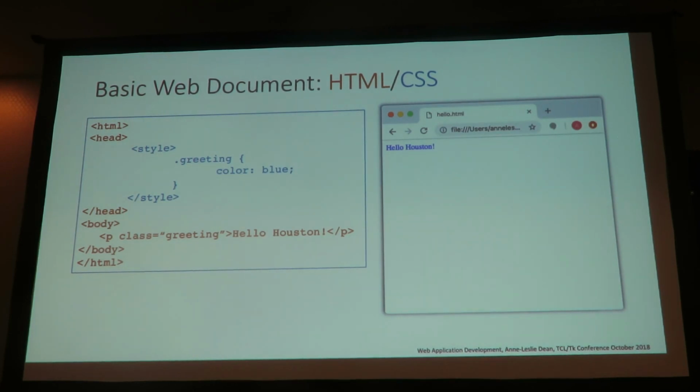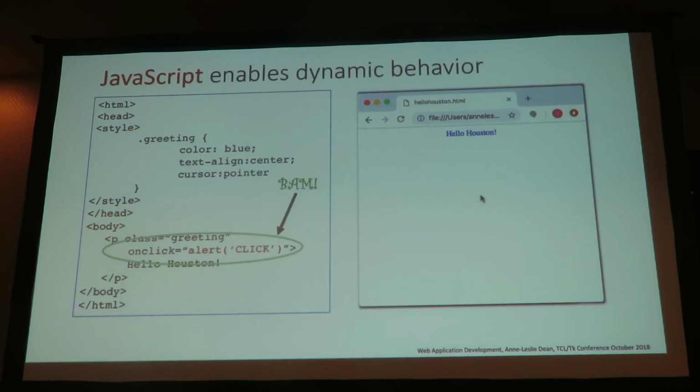Okay, so all of us, or a good portion of us, have at least seen some HTML. This is a basic web document. It doesn't do anything fancy. It's just markup to output text in a web browser, and it says Hello, Houston. But if we add some JavaScript, bam, all of a sudden, it makes it interactive. You can click on it, the user gets to interact with the web page.